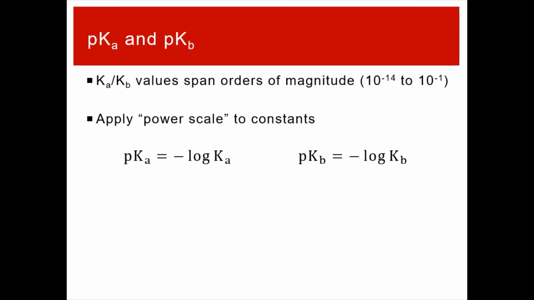P means power, and it literally implies that we're doing the negative log of whatever's after the P. So it's called an operator, where you act on something as an input, kind of like a function that takes in a variable, Ka in this case, and you take the negative log of it. And so you can take Kas and Kbs, take the negative log of them, and turn them into pKa and pKb values.